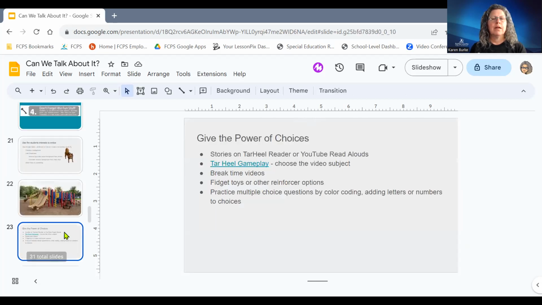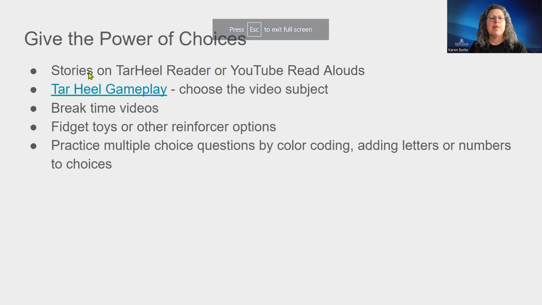Okay. So it's really important to give the power of choice to our students. You could do that by finding books on Tar Heel Reader or YouTube read alouds. You could use something called Tar Heel Gameplay and let the students choose the video subject. You could do it for break time videos, fidget toys, anything that you're giving choices about, model those choices. All right. And then on those slides, you could practice multiple choice questions by color coding or adding numbers or letters to the choices.